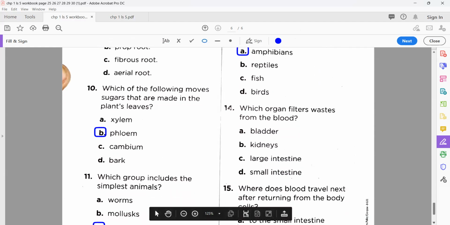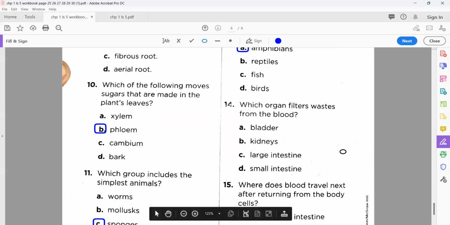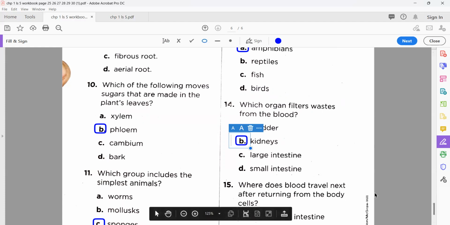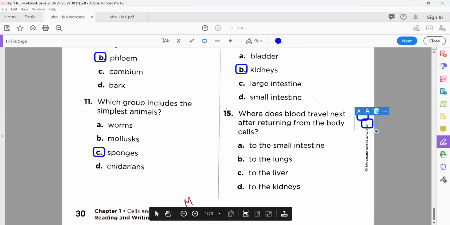Now, number 14. Which organ filters waste from the body? You know very well from chapter number 1, lesson number 5. The organ present in your body that filters is the kidneys. Very good. Excellent. Okay, we move to the next.